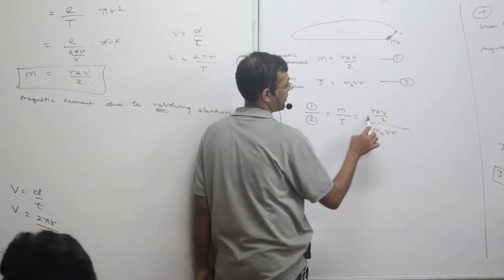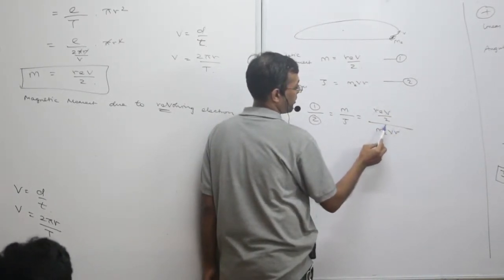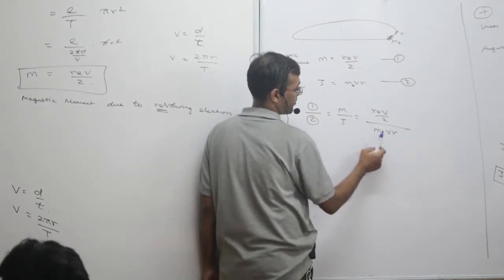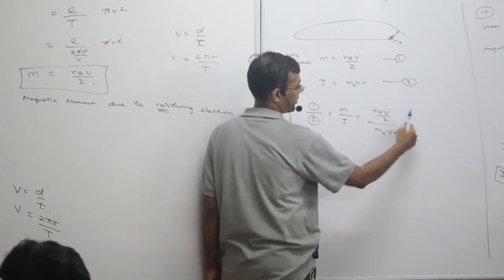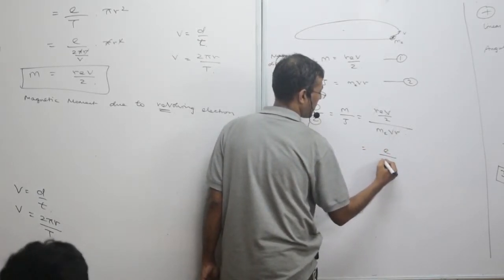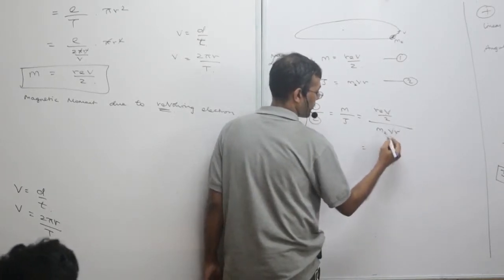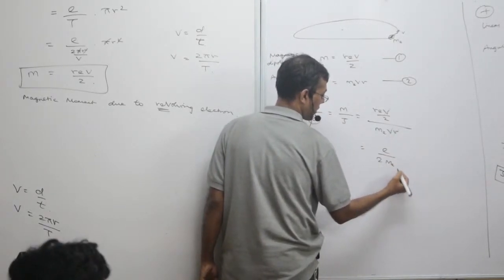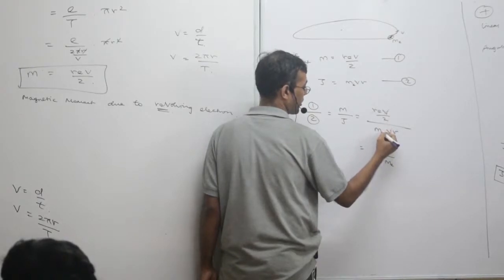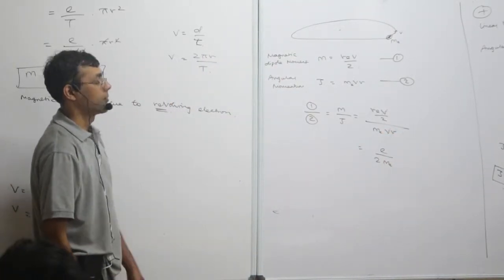So what can you say here? r cancels, v cancels, m_e will come here, right? Because when it goes to the bottom it becomes 1 by m_e. So it will be e divided by 2m_e. I told you many times this is a subscript, which means you have to write it a little bit smaller. Otherwise, it will look like m into e.